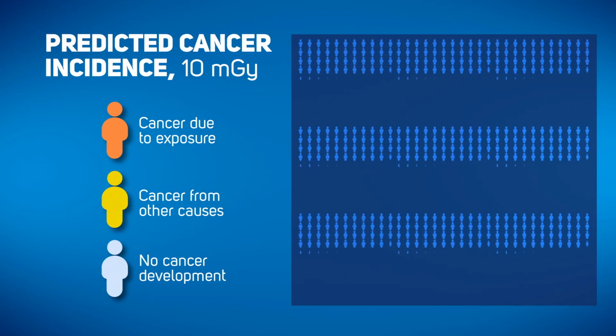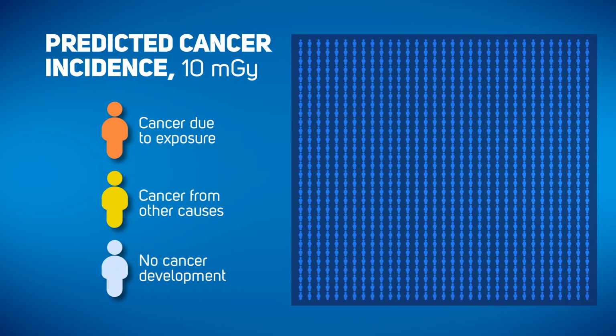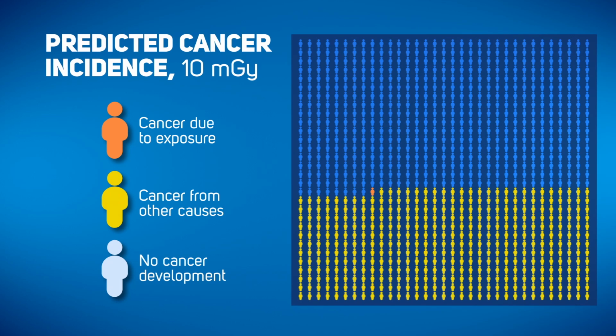For example, the predicted theoretical lifetime increase in cancer after an acute exposure of 10 milligray is 0.1%. To put this in perspective again, if 1,000 persons were exposed acutely to 10 milligray, one cancer would be predicted to occur, whereas 420 cancers would be anticipated from all other causes.